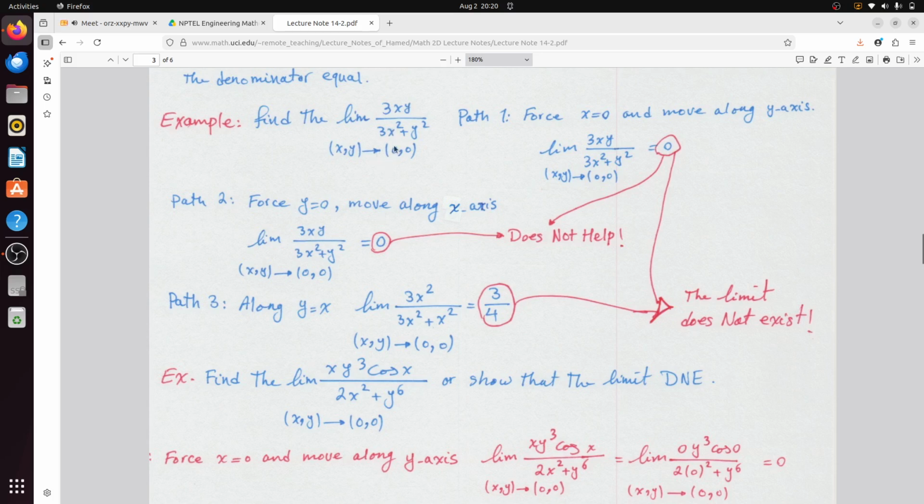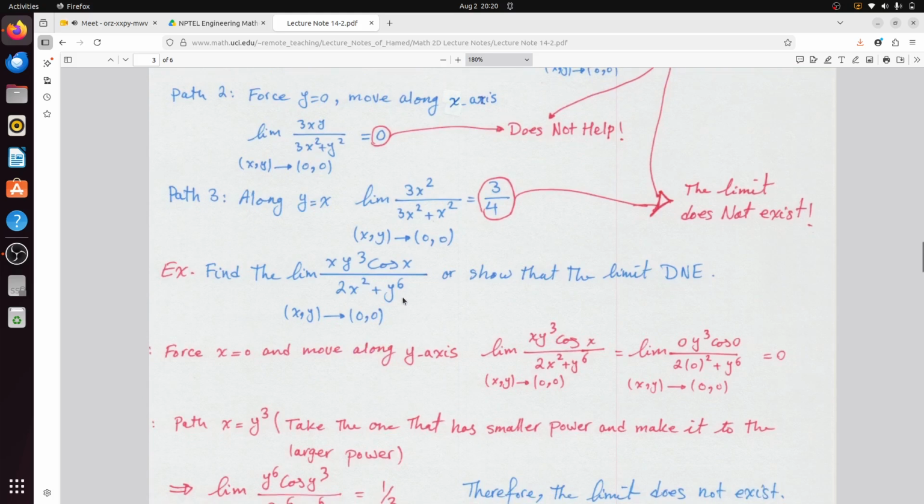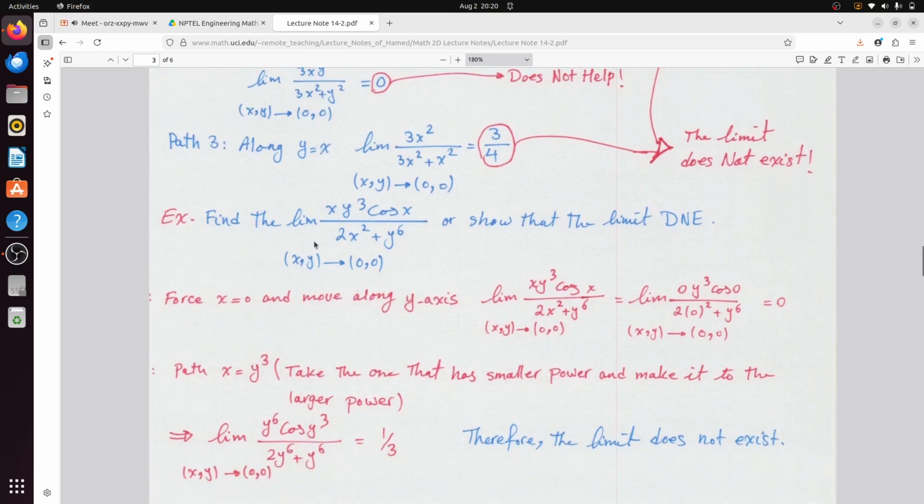So y equal to mx, if you put it, it becomes 3mx square by 3x square plus m square. 3m by 3 plus m square equal to, that means 3m by 3 plus m square. So if you take m equal to 0, you will get 0, m equal to 1, 3 by 4. Now find the limit of xy cube cos x by 2x square plus y cube, or show that the limit does not exist.